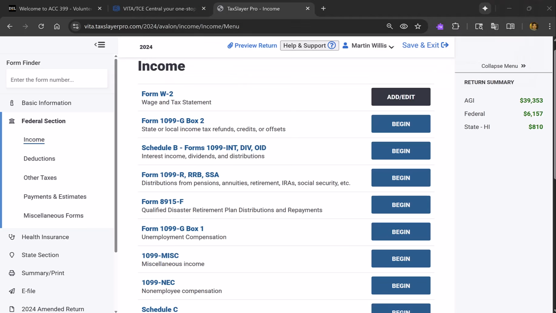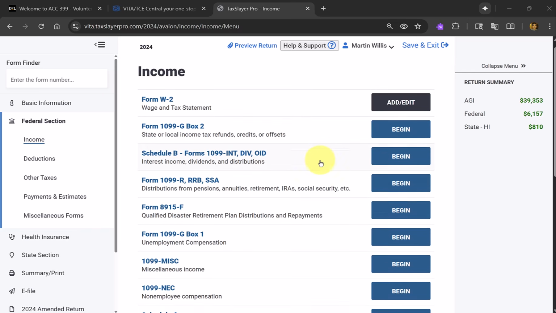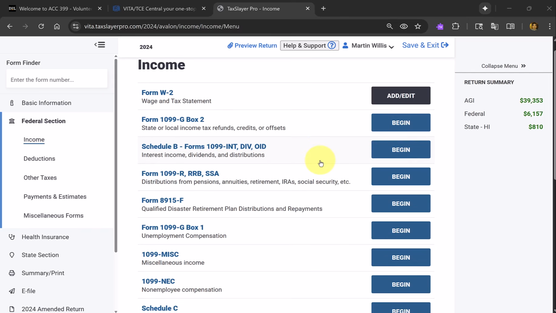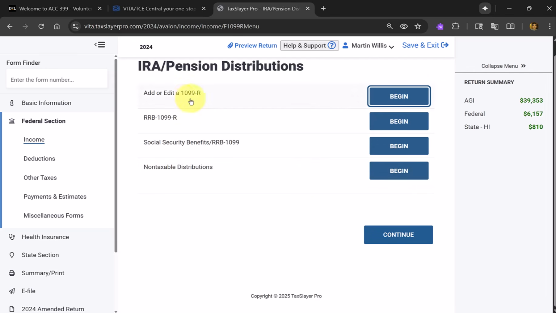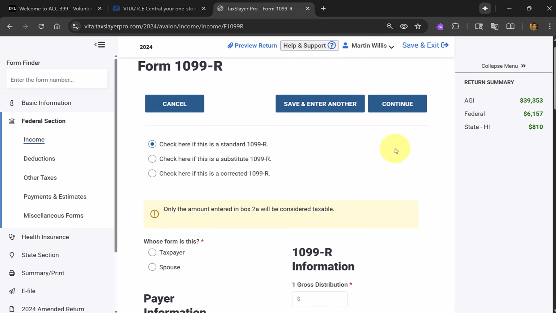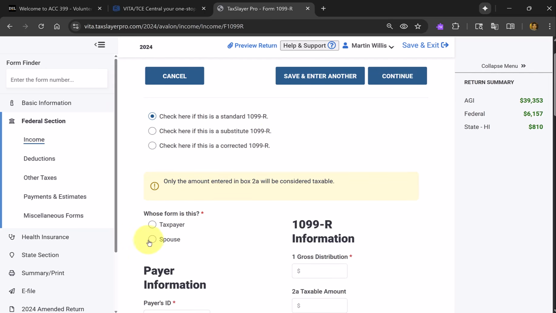If we had prepared the Willis's tax return last year, much of this information would automatically carry over when we start the current year's information, speeding up our data entry. So here's the retirement income here. So let's get that started. It's a 1099-R form. And this is for Yvette, our spouse.